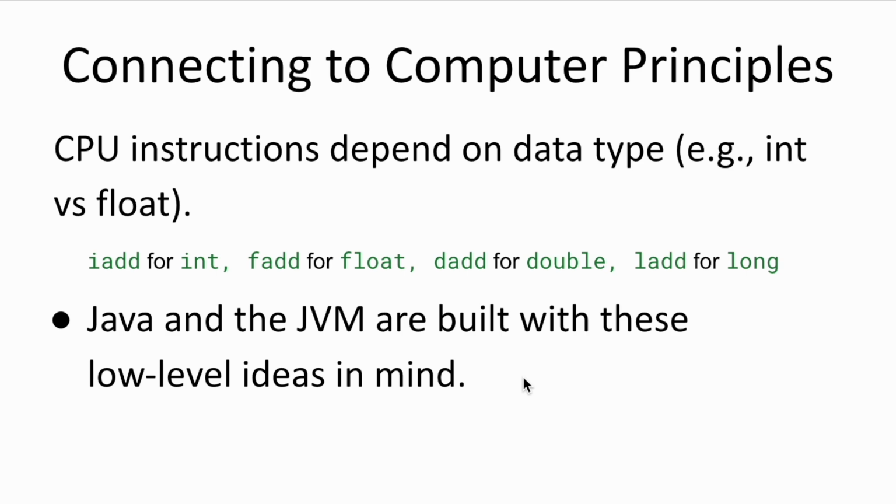Understanding variables and data types isn't just about writing code that compiles. It's about understanding how your code maps to the machine and how Java, through the JVM, acts as a bridge between high-level logic and low-level hardware. This is what makes Java scalable for enterprise systems, performant for large applications, and safe by design.